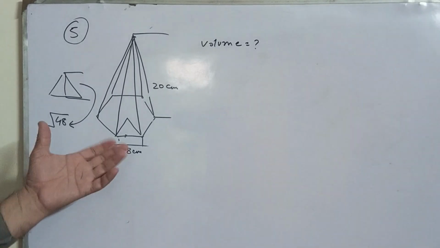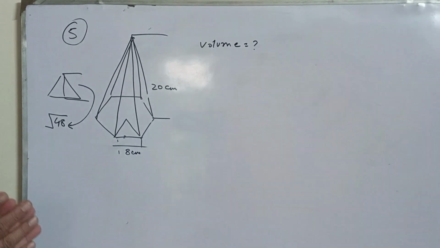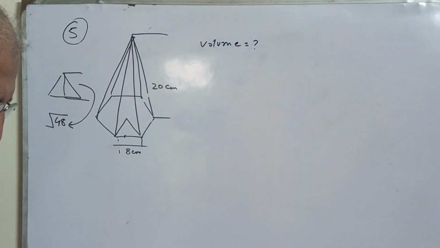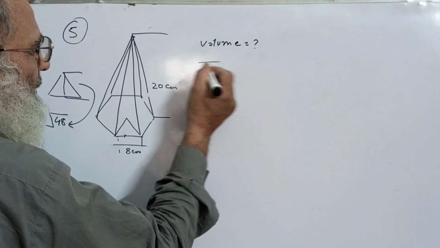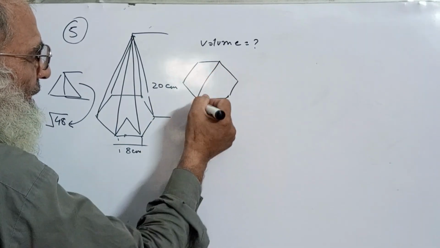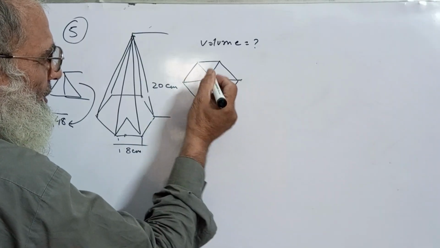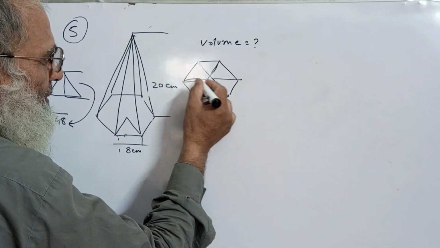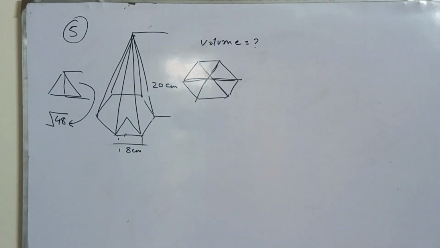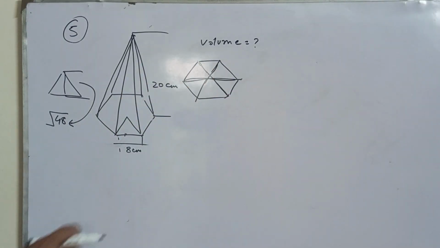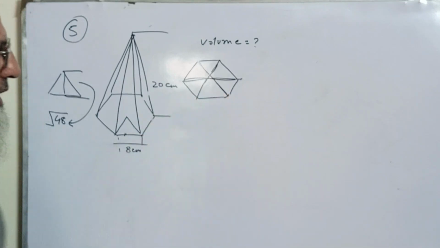So my dear students, this is quite an interesting question. Since this triangle is given, what is the meaning of this triangle? If this is a regular hexagon and you join the diagonals like this, you see that it will be divided into 6 triangles, 6 equilateral triangles in fact.